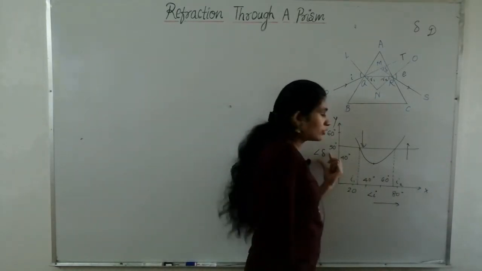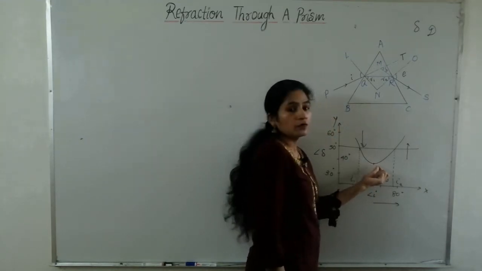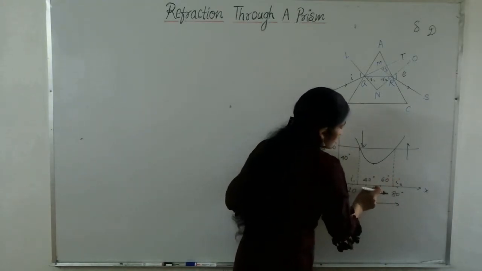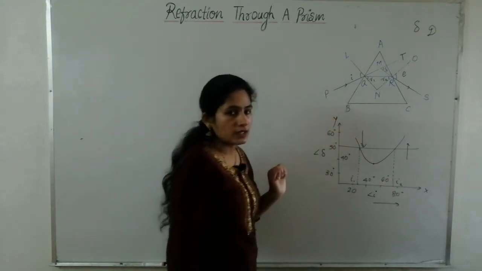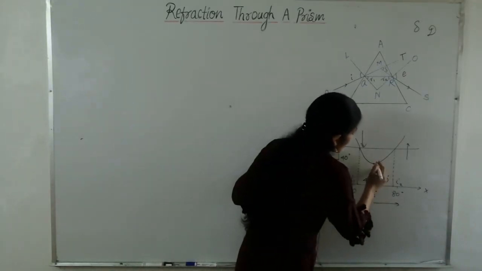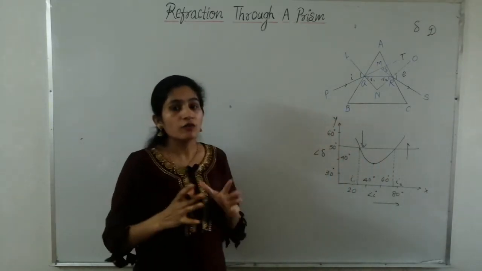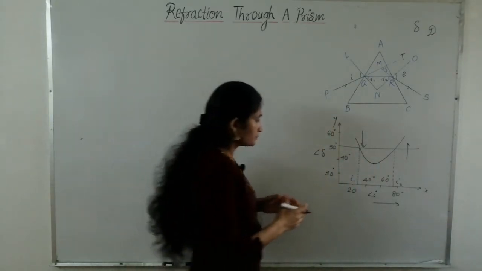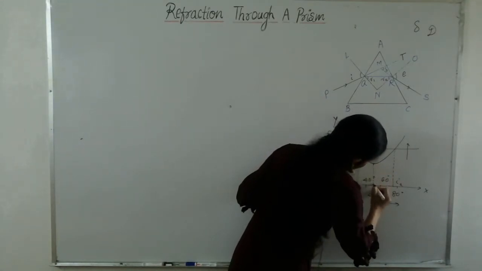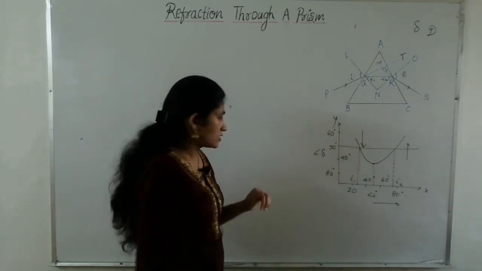But for a particular value of angle of deviation, which is the minimum value, there is only one value of angle of incidence. This value of angle of deviation is called the angle of minimum deviation. And at this value, the angle of incidence is equal to the angle of emergence.